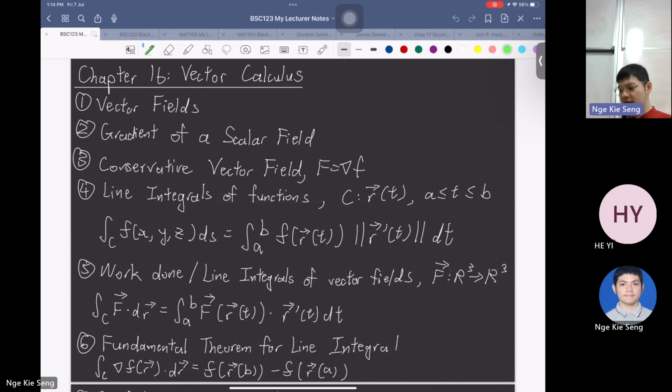Work done is a line integral of a vector field, which I just keep mentioning. So you parameterize your curve, and then you take the dot product between the vector field and the tangent vector of the curve. And then you integrate.